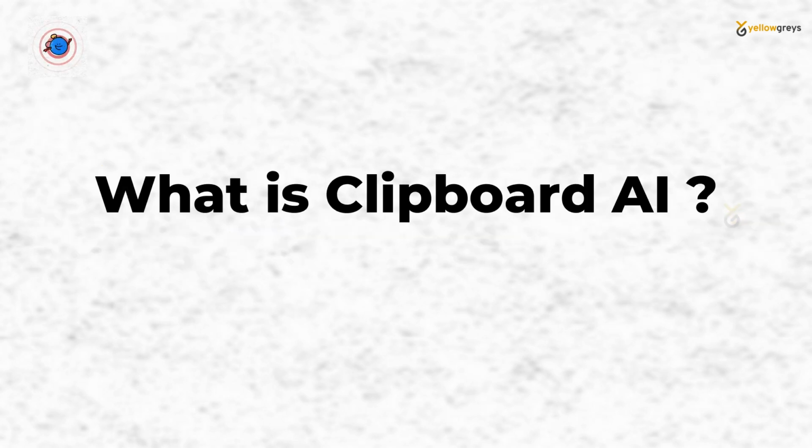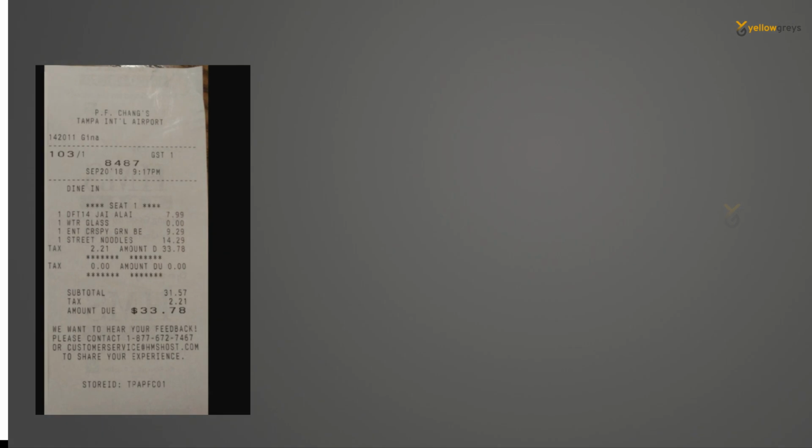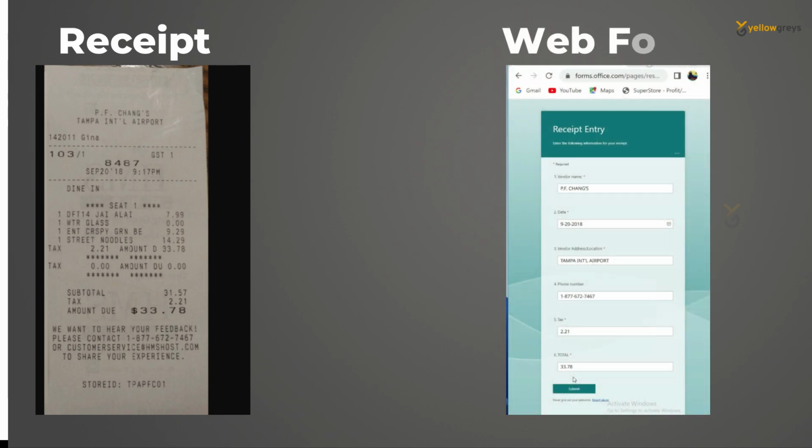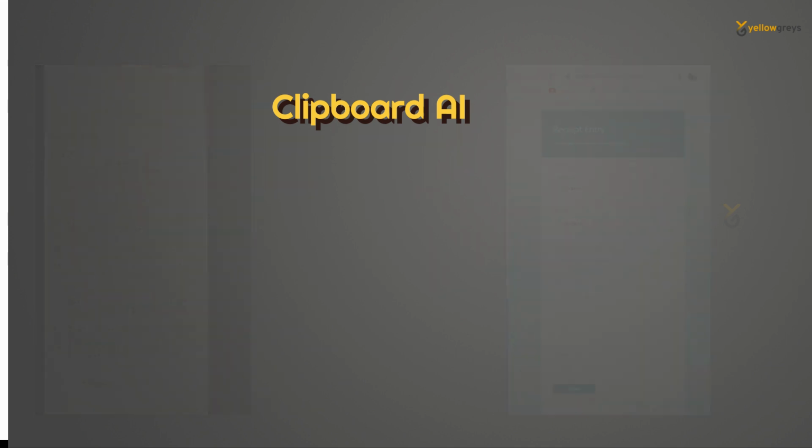What is Clipboard AI? It's your intelligent copy-paste assistant. Imagine this scenario. You need to copy data from a scanned receipt and paste it into a web-based application form. While dealing with fields and formatting, doing this manually can be quite difficult, right? So this is where UiPath Clipboard AI comes in. It can understand your document, extract the data, and automatically paste it into your application form.